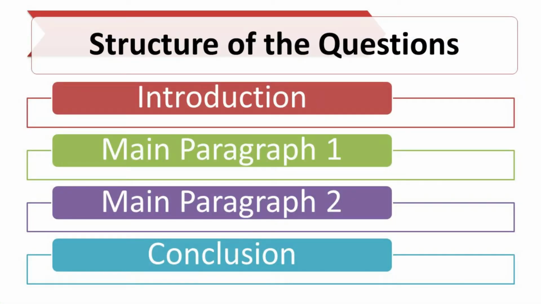The response of an IELTS Writing Task 2 question requires you to follow a certain structure. For details, please have a look at this picture. In this picture, you can see that there are 4 parts. These 4 parts are actually 4 paragraphs. In task 2, we usually write 4 paragraphs. The first paragraph is your introductory paragraph or introduction. The second one is your main paragraph number 1. Then we have main paragraph number 2, and the last one is your conclusion.